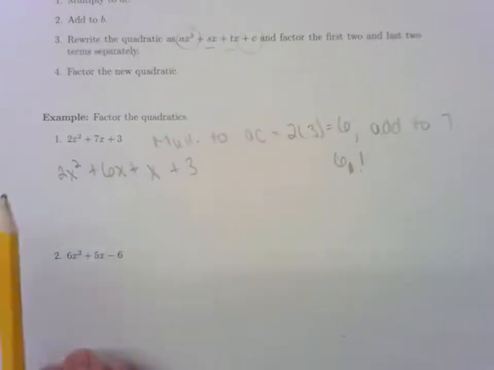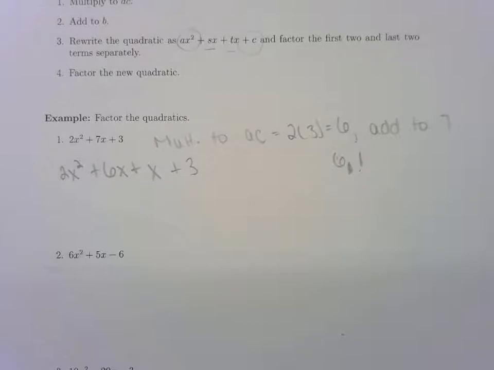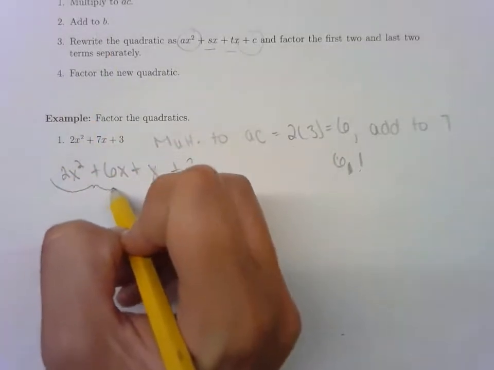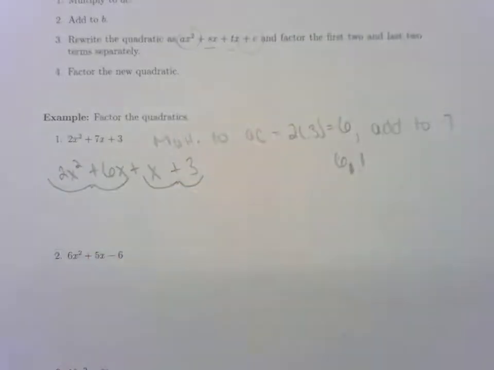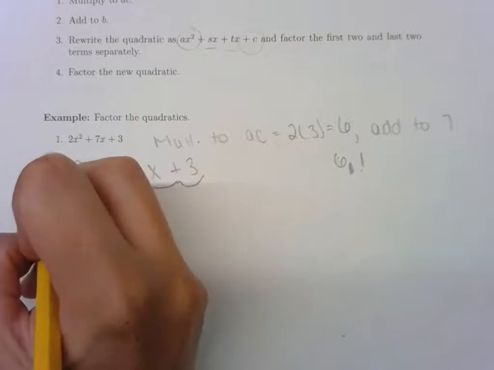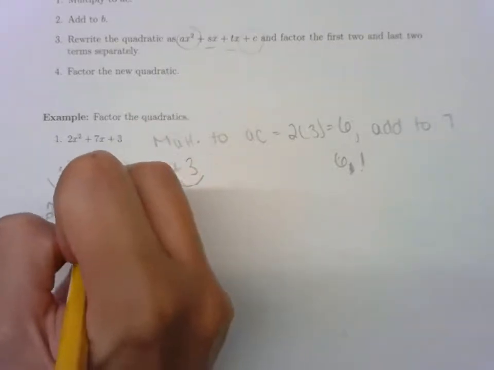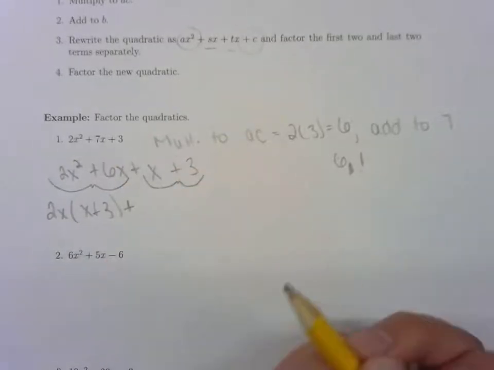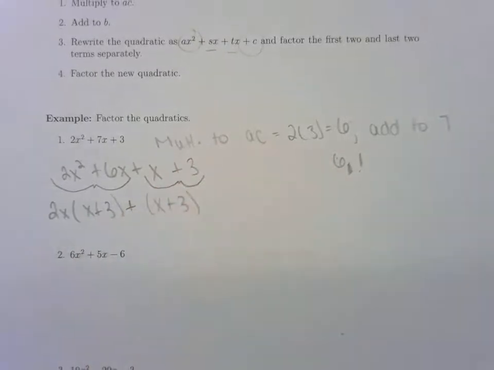You could have reversed this. You could have done 2x squared plus x plus 6x. It's still going to give you the same answer. And then it says factor the first two and last two terms separately. So we're going to factor these two terms, and we're going to factor these two terms. Factoring, it looks like we can take a 2x out of both of those. That would leave us with x plus 3. With this x plus 3, we really can't do anything, but let's put it in parentheses, x plus 3. We can't take anything out of those.